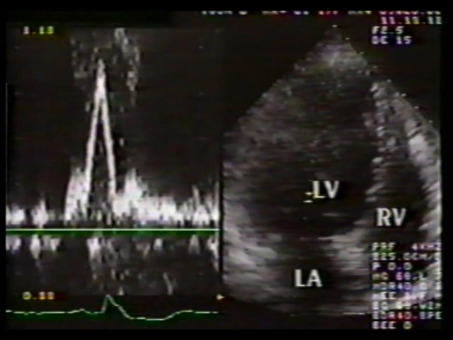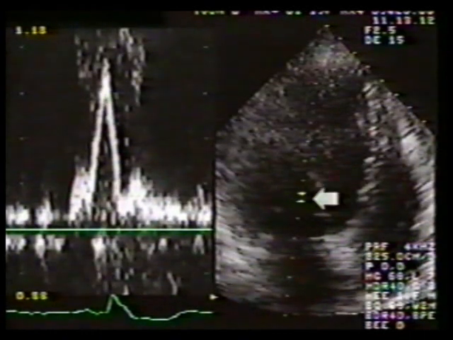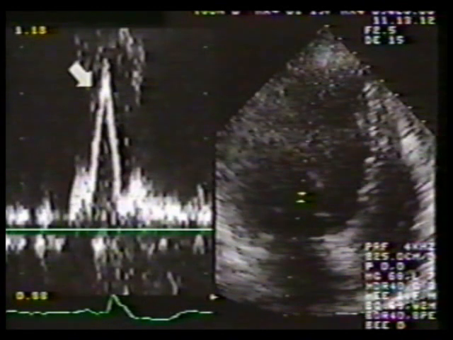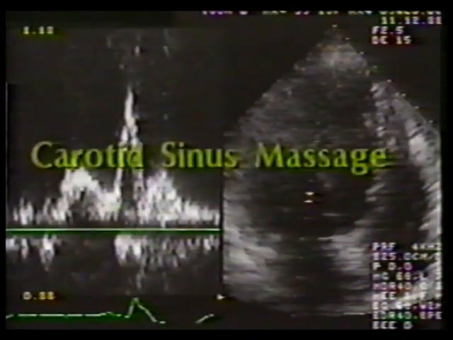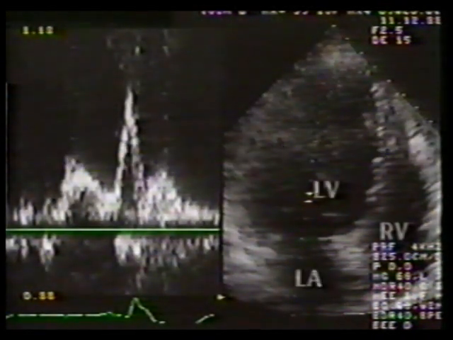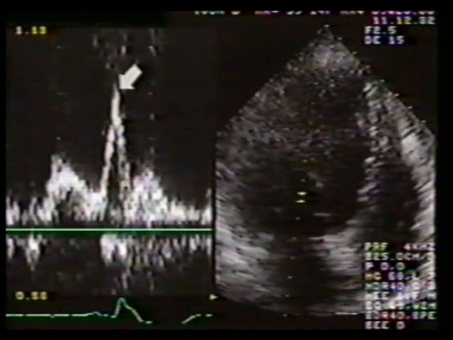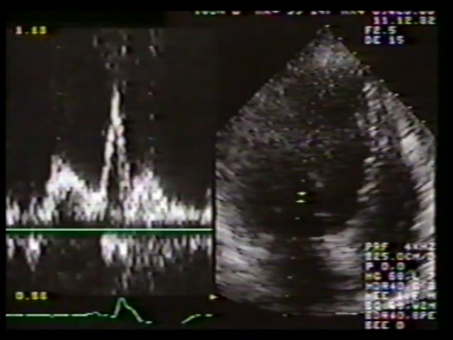This 83-year-old female has dilated cardiomyopathy with severely reduced function and an ejection fraction of 19%. A pulsed wave sample volume has been placed at the tips of the mitral leaflets. The pulsed wave velocity profile shows a single spike. As is often the case in patients with severe congestive heart failure, this patient was tachycardic. Carotid sinus massage was performed, and as the heart rate slowed, the E and A velocities could be clearly distinguished.